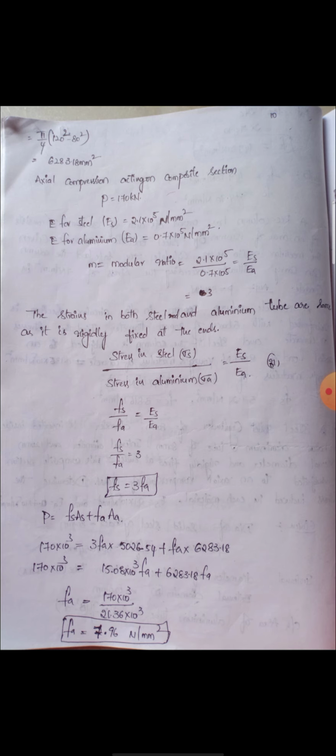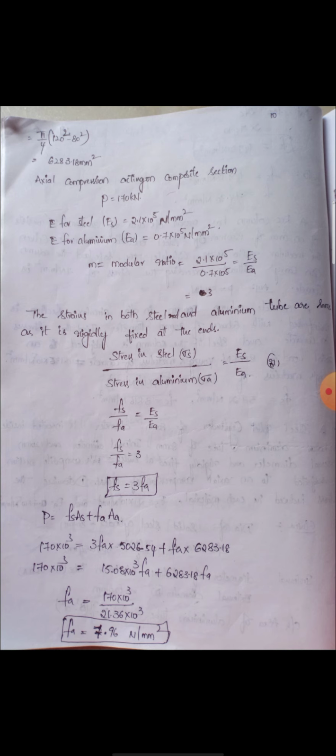So next, axial compression acting on the composite section. Axial compression P equals 170 kilonewton. So axial load is 170 kilonewton. Young's modulus for steel, Es, equals 2.1 into 10 power 5 Newton per mm square. For aluminium, Ea equals 0.7 into 10 power 5 Newton per mm square. So modular ratio m equals Es by Ea, 2.1 into 10 power 5 divided by 0.7 into 10 power 5, nothing but 3.